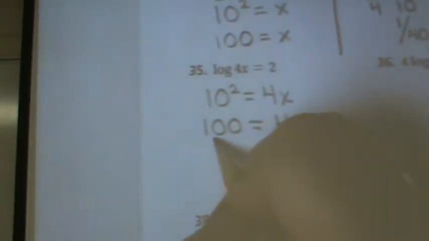Everybody, what's the base? 10. What's the power? Squared. And what's the answer? 25. Okay, do we know what 10 squared is? Yes, it's 100. 100 divided by 4. What's my answer? 25. We're fine.